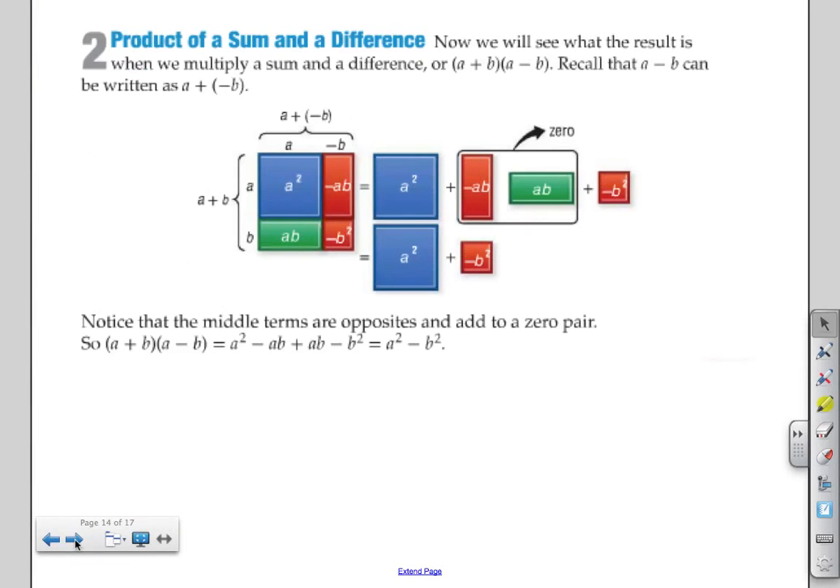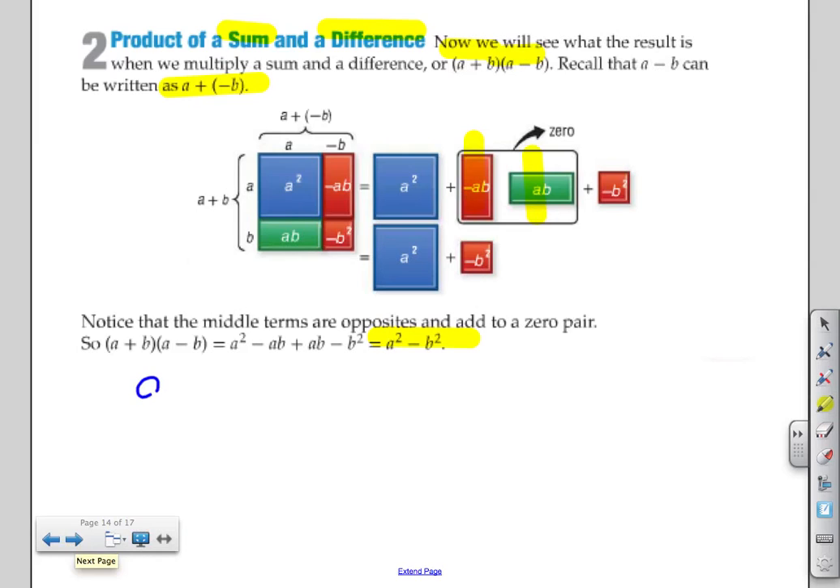All right, product of a sum and a difference. So what if we have a sum and a difference? What if we have a plus b and a minus b? Remember, a minus b can be written like that, a plus a negative b, okay? So when we have a sum and a difference, we're going to see that these two middle terms, ab, are going to cancel each other out. Well, we'll watch and see how that happens. But what you end up with is a squared minus b squared.